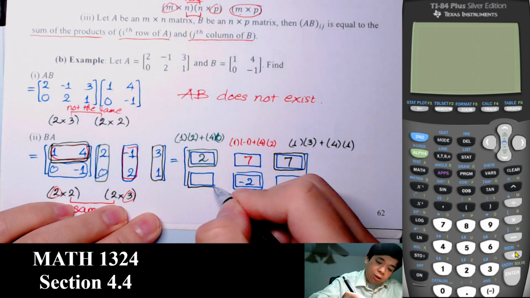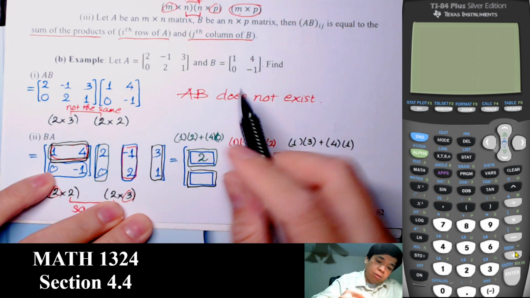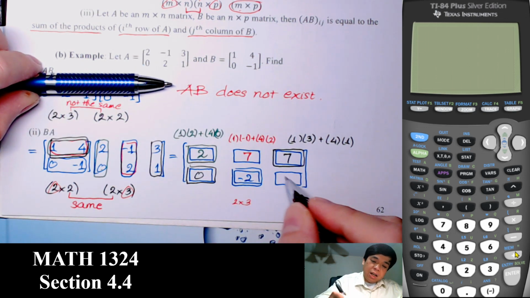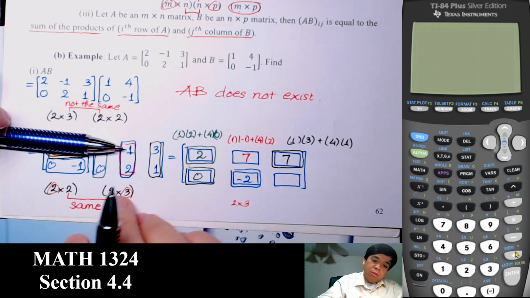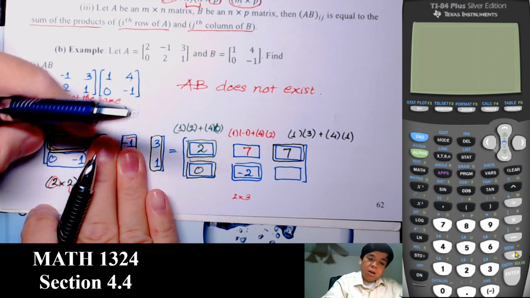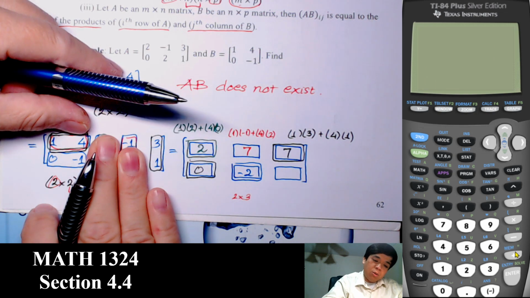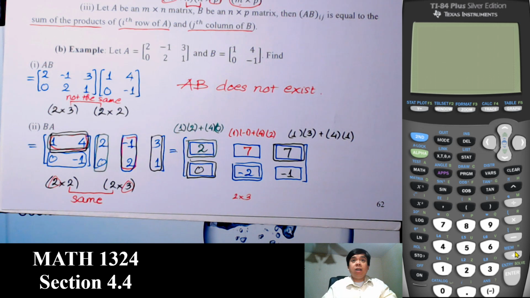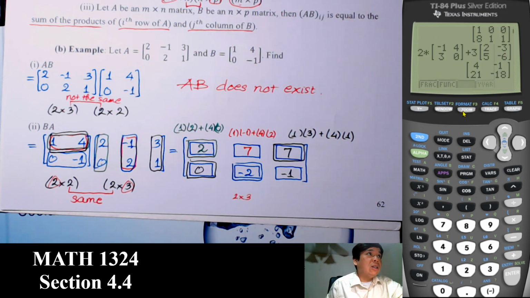So row times column. 0 times 2 is 0, negative 1 times 0 is 0. And then the last one, second row times third column: 0 times 3, negative 1 times 1. So that is negative 1. Right. Let's see how it works on the calculator, alpha zoom, 2 by 2.